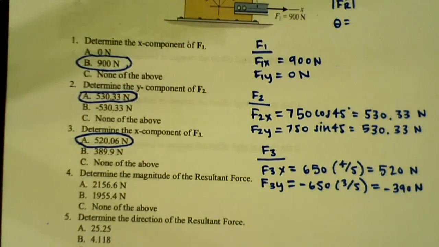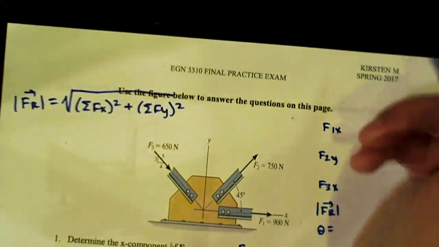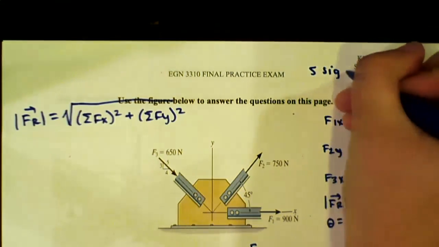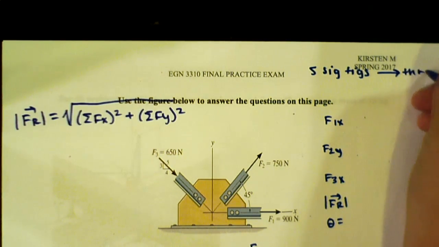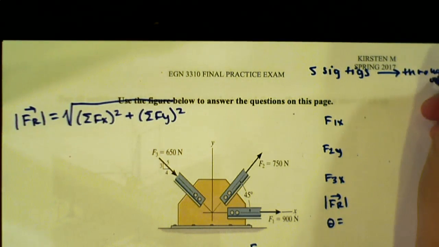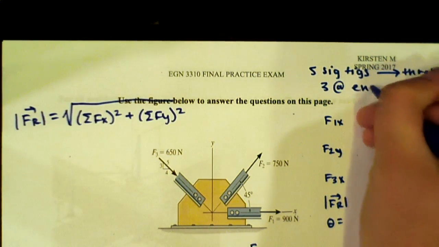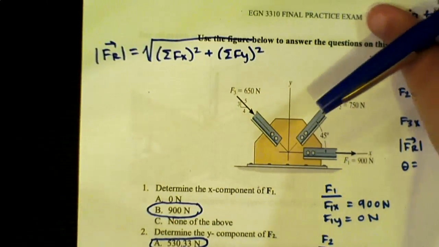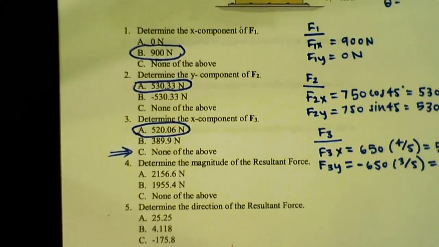What would you do? That's a good question. He always has his sig figs rule to be 5 sig figs throughout, and then he says 3 at the end. So in this case, C would probably be the better answer. More than likely, he probably wouldn't do this, I just goofed.